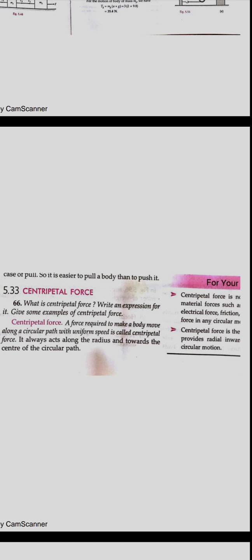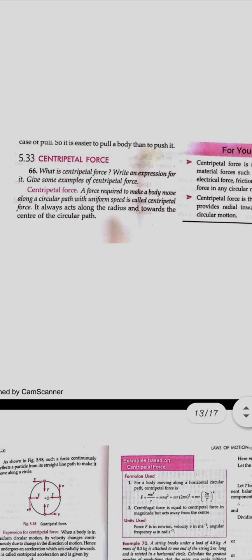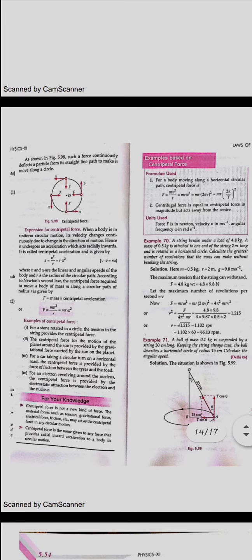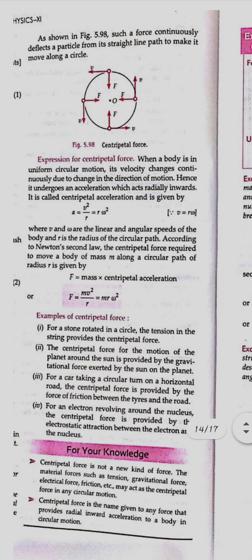So this centered point force due to this circular path is said to be the centripetal force. So centripetal force is due to the center itself. And what is the derivation or the formula for the centripetal force? So we can write that when a body is in uniform circular motion, its velocity changes, right?